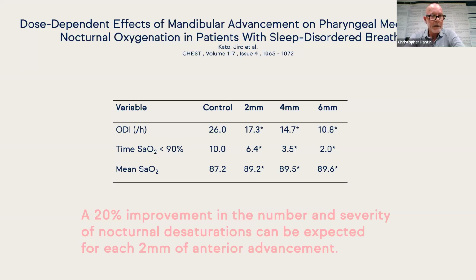So what was suggested as an outcome of this study was that a 20% improvement in the number and severity of nocturnal desaturations can be expected for each 2 mm of anterior advancement. So theoretically, you should keep going until you get to 8 or 10 mm protrusion. Maybe that would completely improve the oxygen desaturation.